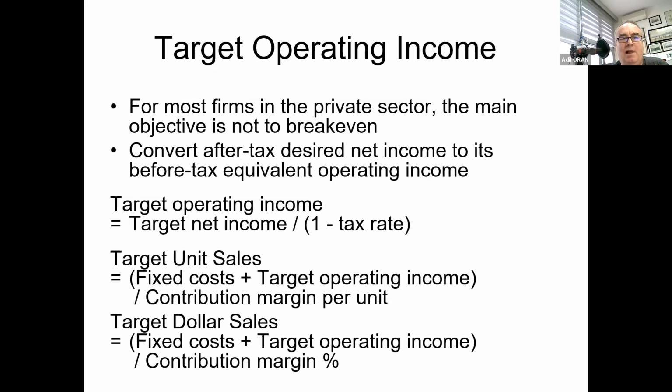If you would like this number as a Turkish lira or dollar amount, in that case, take fixed cost plus your target operating income again, but divide that by the contribution margin percentage, okay?